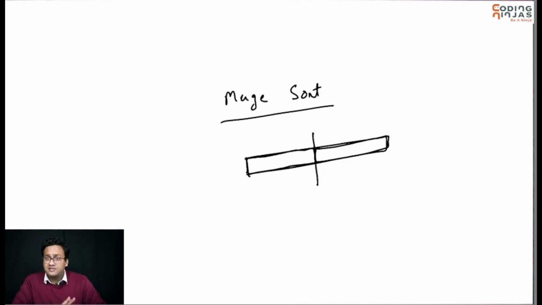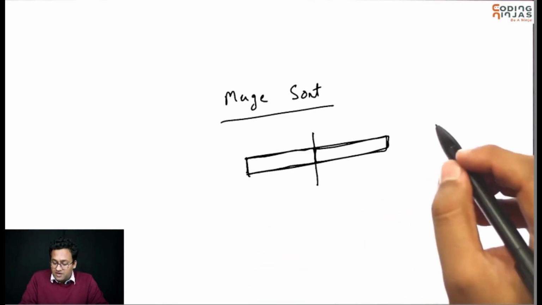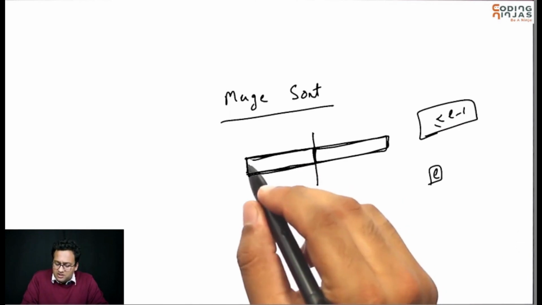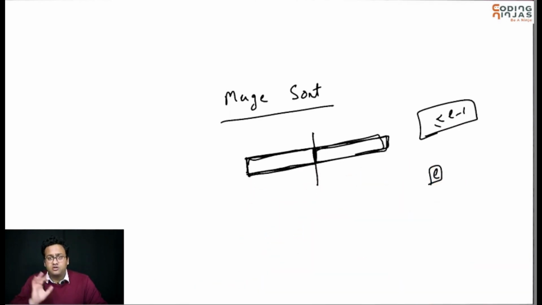So first of all, base case. Length 0, length 1. I'm not going to do anything. Length 0, length 1, my list is sorted. So that's my base case. Hypothesis, I can sort a list using merge sort up to length L minus 1. Right? Now for length L, what are we saying? That make the list into two parts and call merge sort on both of them.